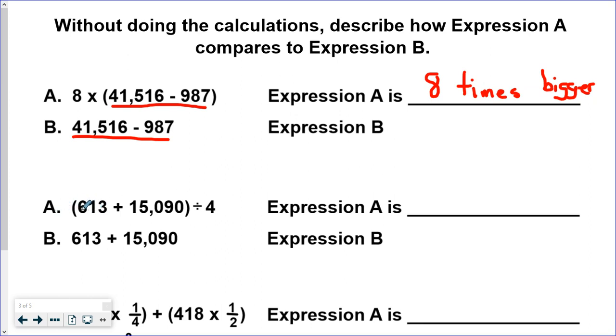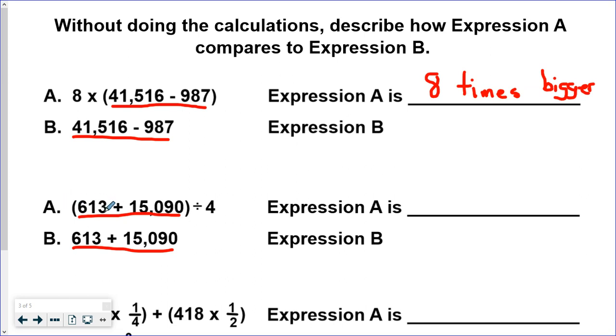Let's take a look at this next section here. I have A is 613 plus 15,090. And then I'm going to divide that by 4. This one is 613. I'm going to add 15,090. Notice that both of them have this addition problem. So right now, if it was just that, we would say that both of them are equal. But you're noticing that A is divided by 4, which means I'm reducing this. I'm cutting it into 4 smaller parts. And since I'm dividing it by 4, that means I'm actually making A smaller.